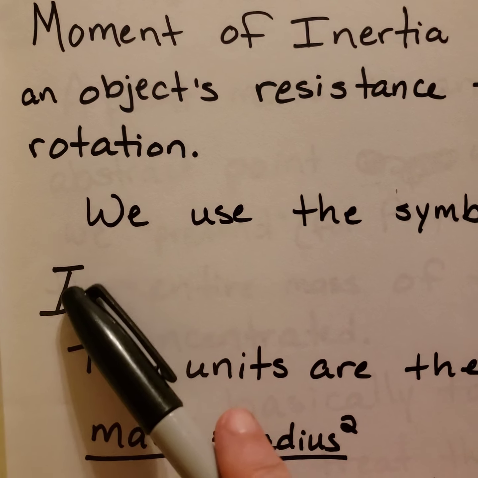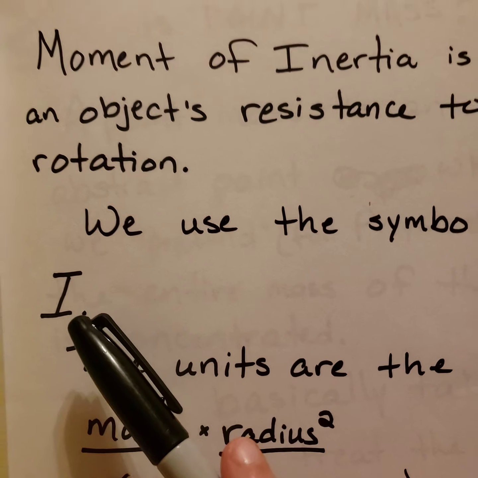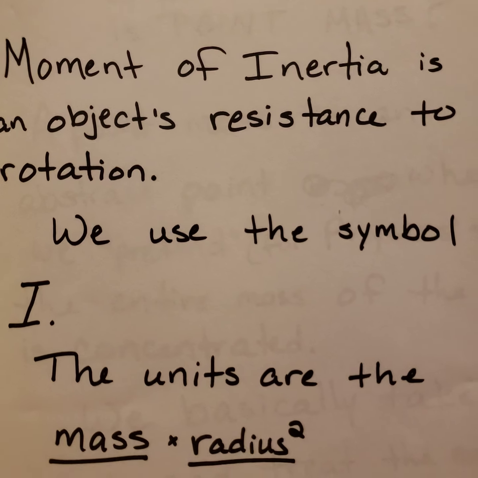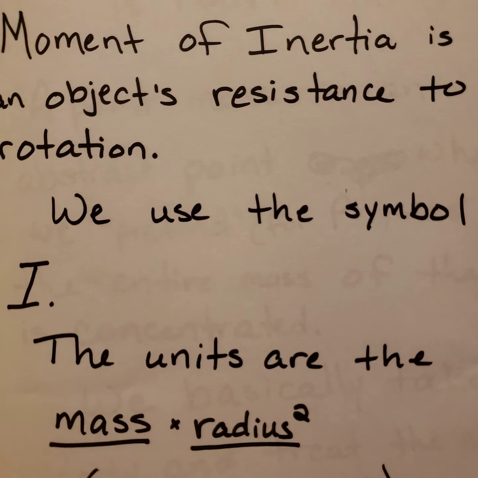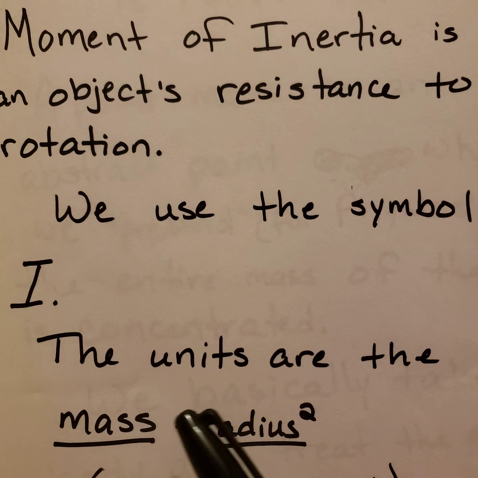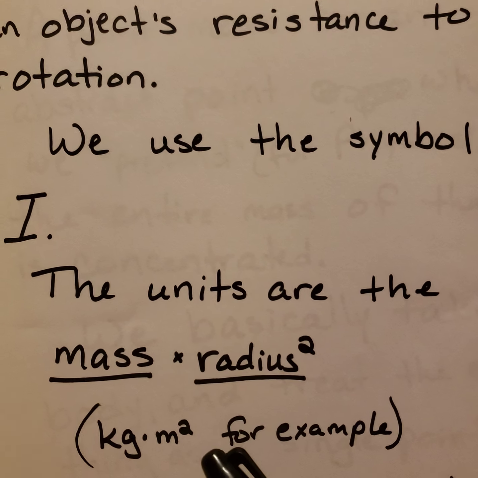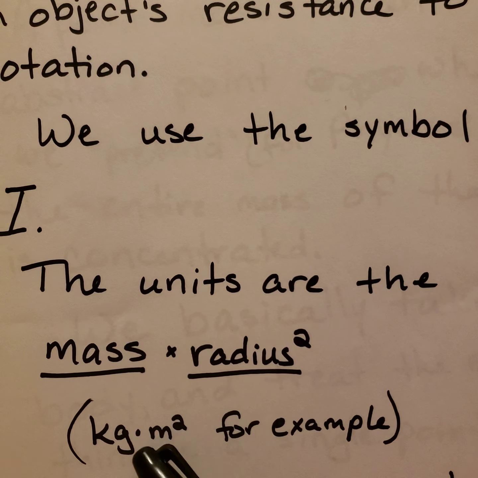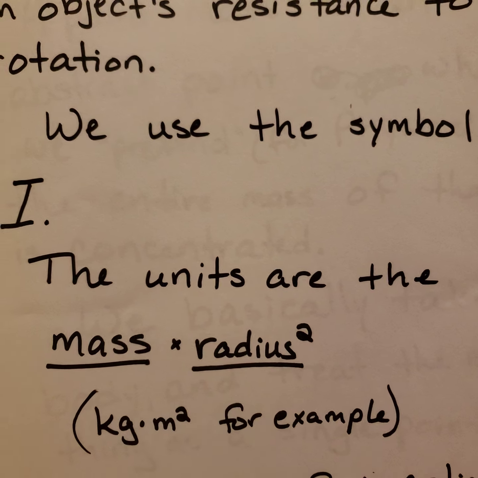Mathematically, we use this kind of slanted I, and that stands for moment of inertia. And the units are derived from the equation, which is mass times radius squared. So the units are kilograms times meter squared. So that is just going to be your unit.